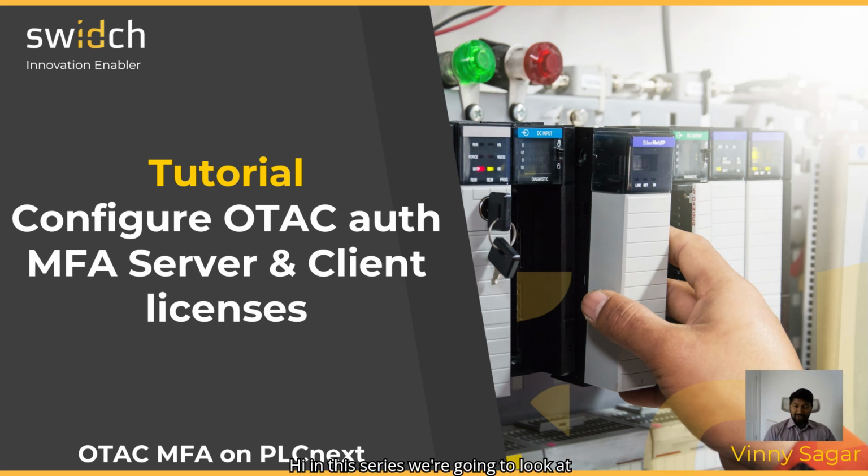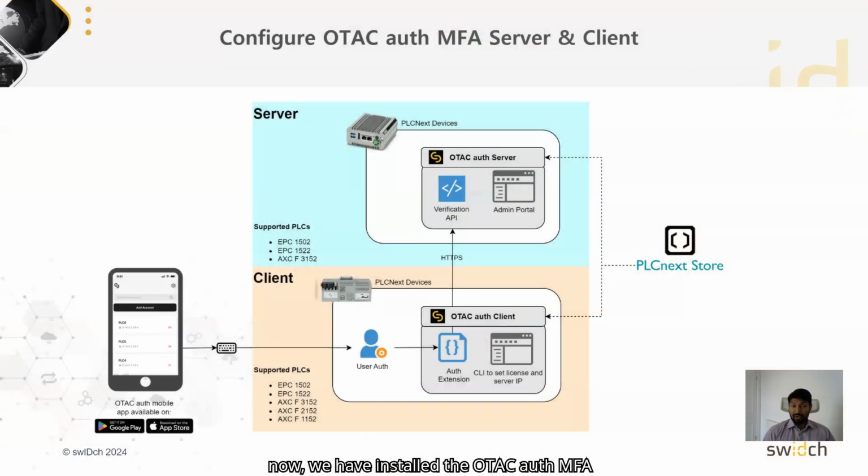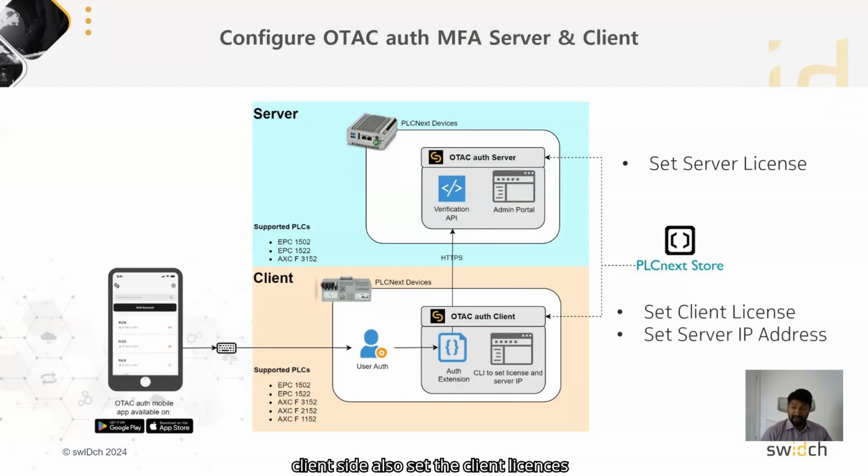Hi, in this series, we're going to look at how to configure the OTAC auth MFA server and client. Up till now, we have installed the OTAC auth MFA server and the OTAC auth MFA client. Today, we'll be focusing on how we can set the server licenses, and on the client side, also set the client licenses and the IP address of the server app. The client app needs to know where the server app is installed so it can forward authentication requests to that IP address.